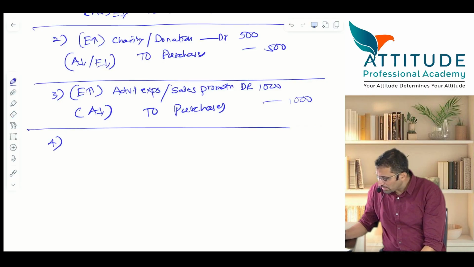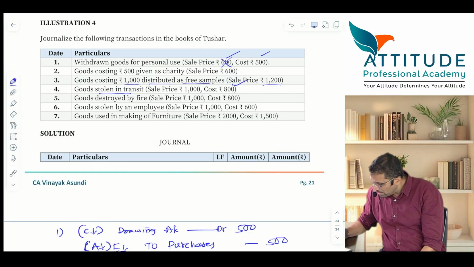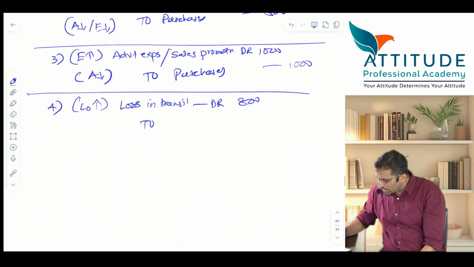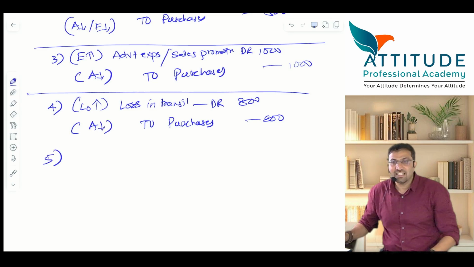Very good. Loss, L-O-S-S, not liability. Loss is loss. Loss increases. Loss in transit debit 800. Cost price is how much? 800. Loss in transit account debit to purchases. Here again purchases is credited. Asset reduces. Is that clear?